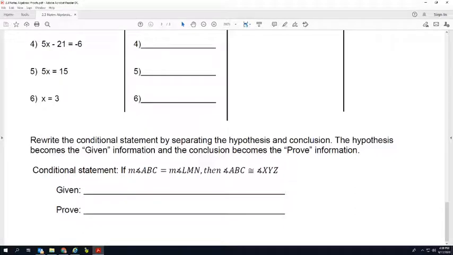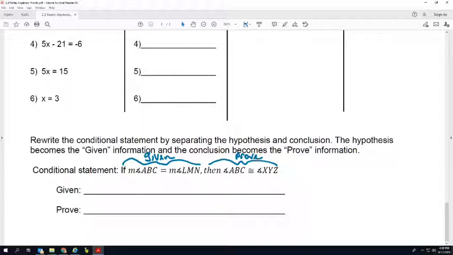Okay, last thing on these notes. It says here to rewrite the conditional statement by separating the hypothesis and the conclusion. The hypothesis becomes the given information and the conclusion becomes the prove information. So this part right here, if you'll remember from last class, that is our given, because that's the hypothesis. This part is my conclusion, the then part. So that's going to be my prove.